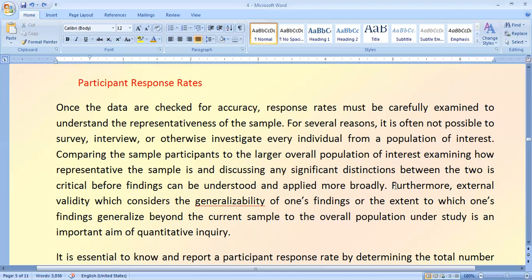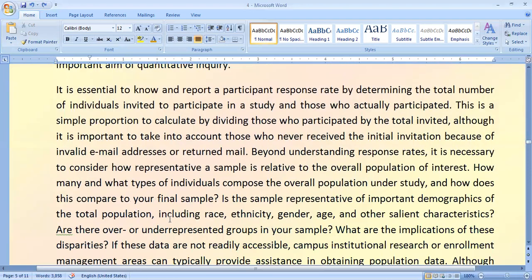Furthermore, external validity, which considers the generalizability of one's findings, or the extent to which one's findings generalize beyond the current sample to the overall population under study, is an important aim of quantitative inquiry.